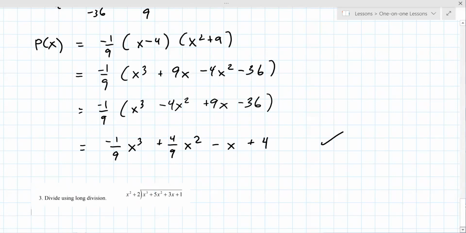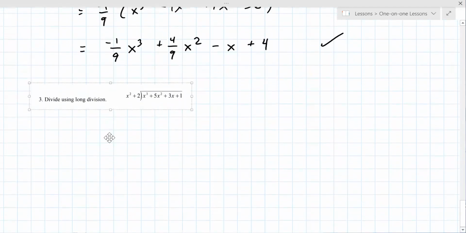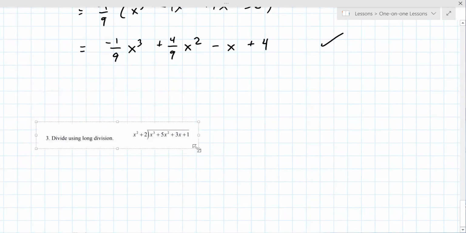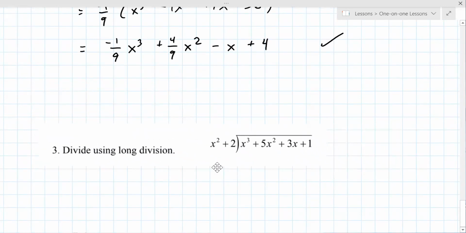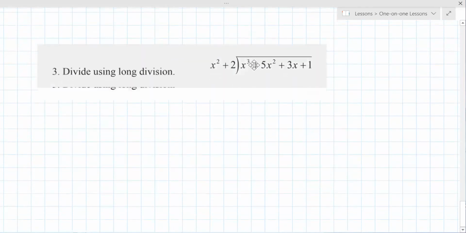Okay. Divide using long division. Okay, let me move this down just slightly, make this a little bigger. Yeah, I guess that'll work here. Okay, so first thing you're looking for here is, are these all in descending order? And they are, and there's nothing missing, so we're in good shape. You have to use long division.